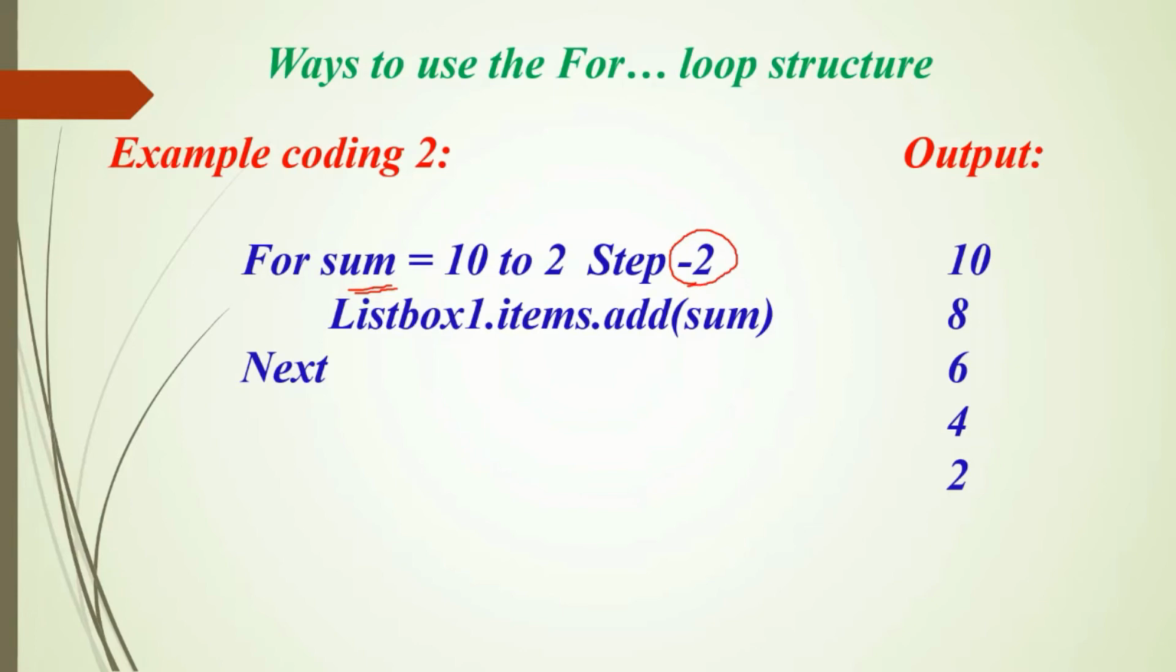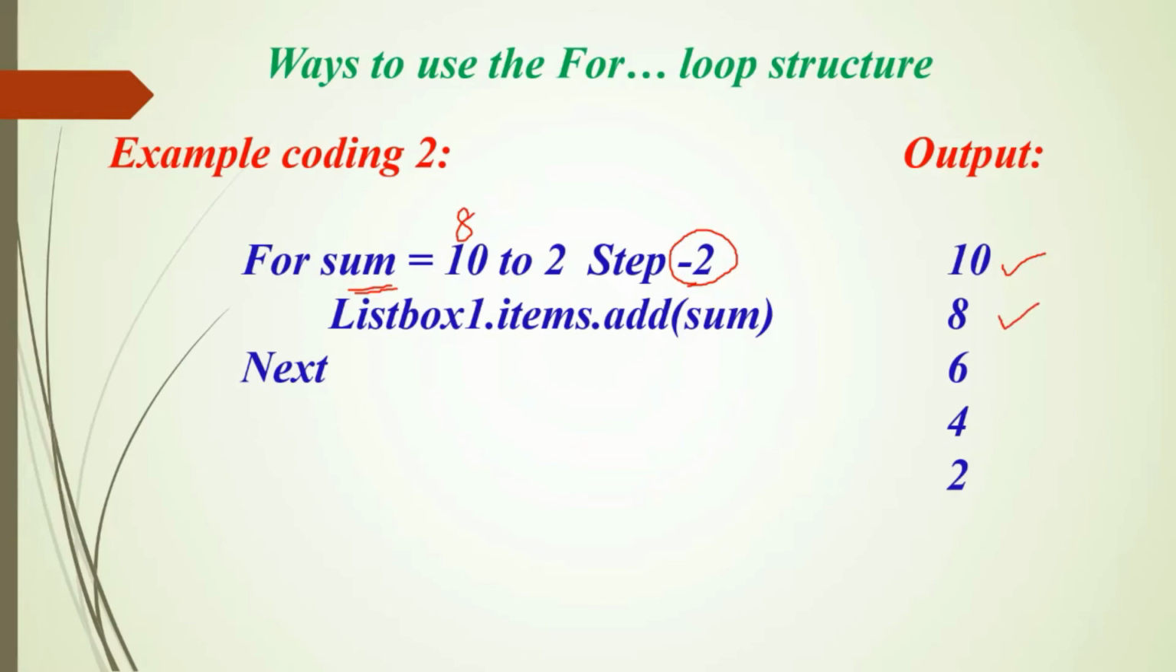So you check the condition: is 10 greater than or equal to 2? Yes, so the value 10 is added in the output window. Next statement decreases the value of sum by 2. So 10 minus 2 is 8. Now we check the condition: 8 against 2, the condition is true. So the value 8 is added here.